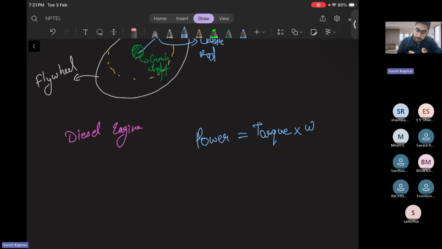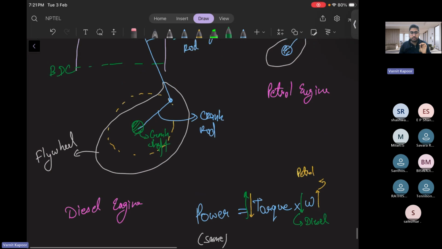If the power is the same, then torque will be less and omega will be high for petrol, whereas torque will be high and omega will be less for a diesel engine. Okay, for the same power output. Any doubts?